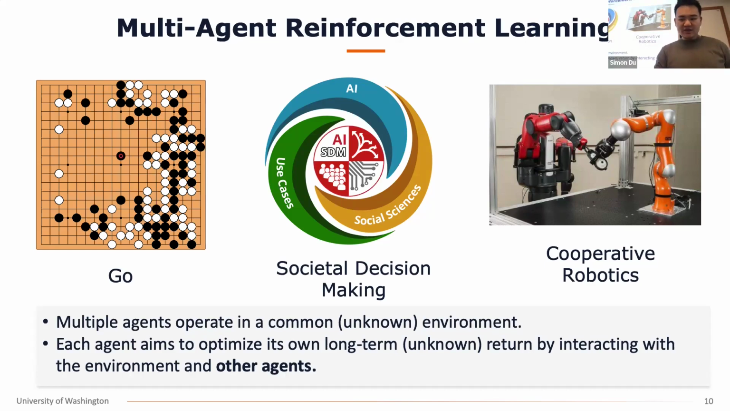That's a challenge. So today I'm going to talk about several settings in multi-agent reinforcement learning in the offline setting, and we'll show that it requires significantly different dataset assumptions from the single-agent setting.